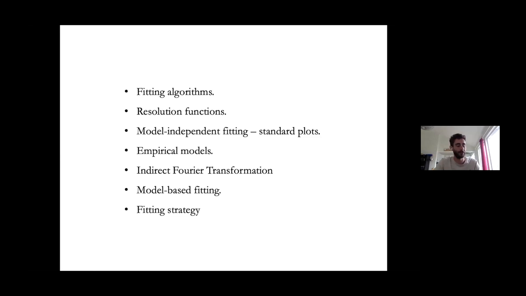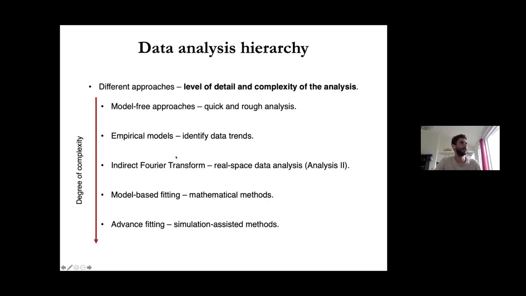So I'm just going to present a few of them very briefly so you know that they actually exist. But I think that is not an approach that is commonly used these days anymore. Okay. So when it comes to data analysis, there are different approaches, and basically you have to pick the one that suits your purpose, okay? Because you can gain a different level of detail, but that also involves a different level of complexity.